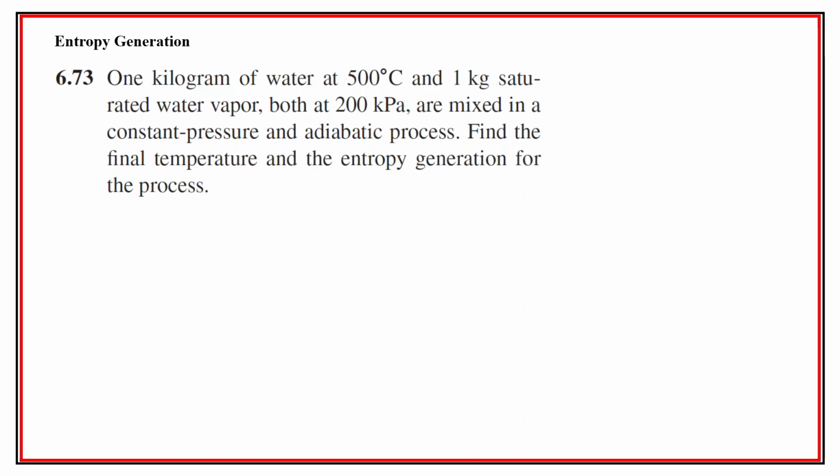Continuing on with class 23, here's another problem. For an example, this is problem 673 of the book. We have 1 kilogram of water again at 500 degrees Celsius, and we have another kilogram of saturated water vapor. Both of them are at 200 kilopascals, and they're mixed in a constant pressure and adiabatic process. Find the final temperature and the entropy generation for this process.